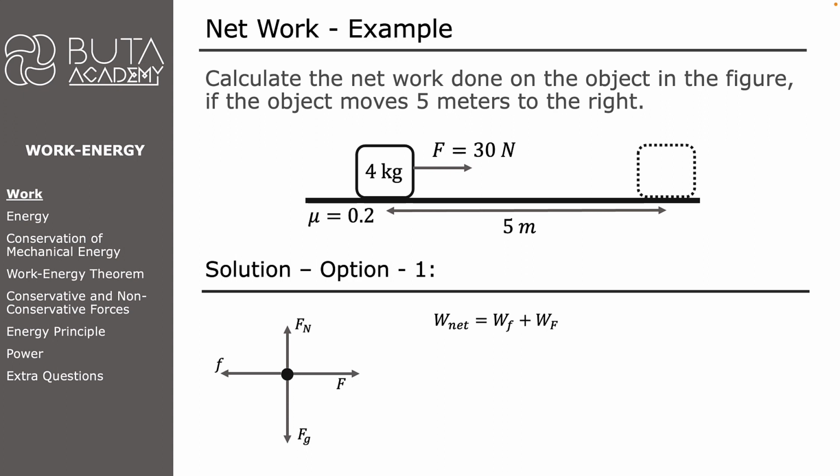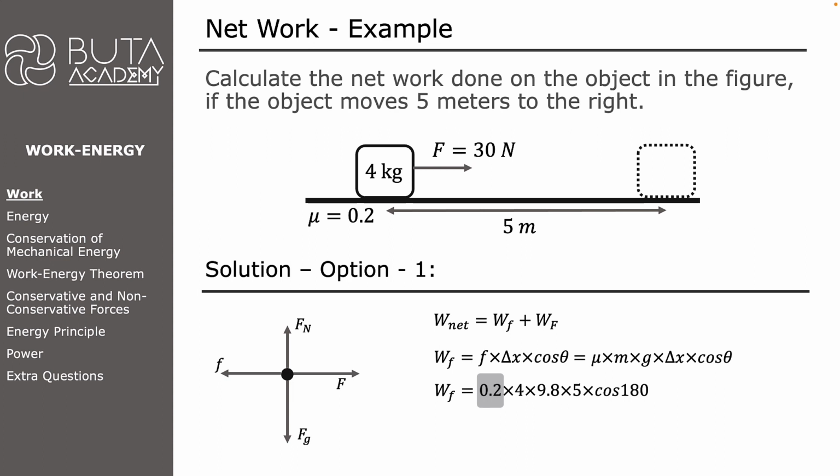Work of friction is calculated as the product of friction force, displacement, and cosine theta. For this example, friction force is equal to the coefficient of friction multiplied by the object's mass and gravitational acceleration. Coefficient of friction is 0.2, mass of the object is 4 kilograms, gravitational acceleration is 9.8 meters per second squared, the displacement is 5 meters, and the angle is, as usual, 180 degrees. Work done by friction force is equal to minus 39.2 joules.